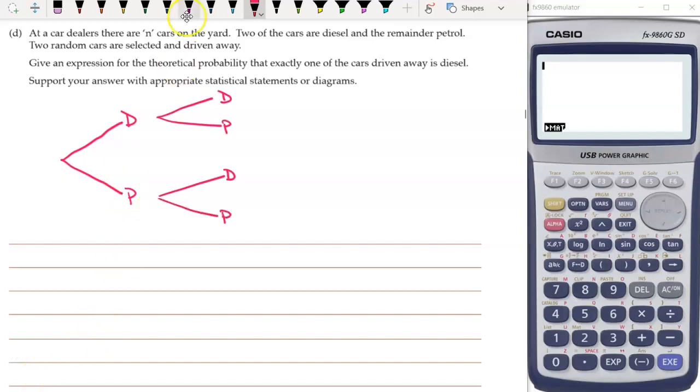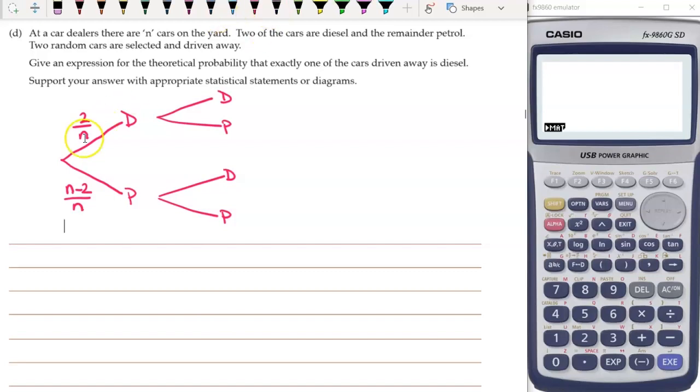Now we will have to work this out in algebra because we're not told the total number of cars, only that there are n, but we are told that only 2 of them are diesel. So we have 2 out of n for the diesel cars, and the rest of them would be n minus 2 out of the total of n for the petrol.